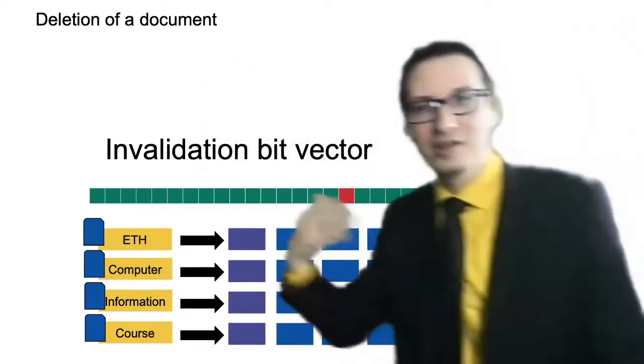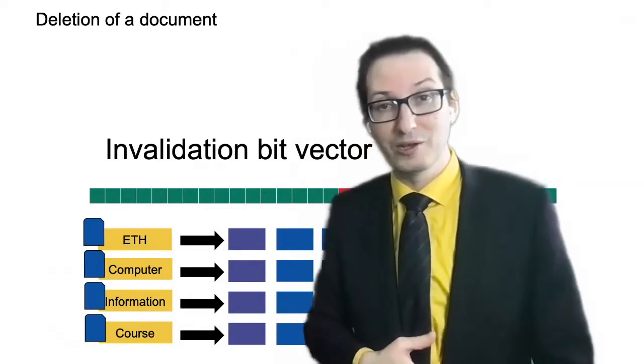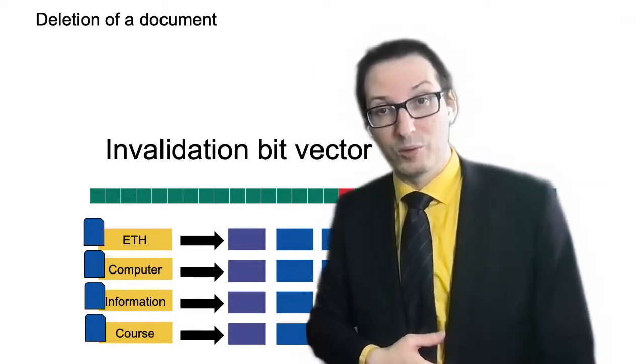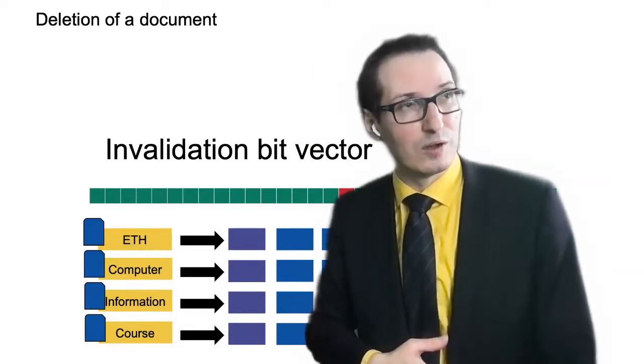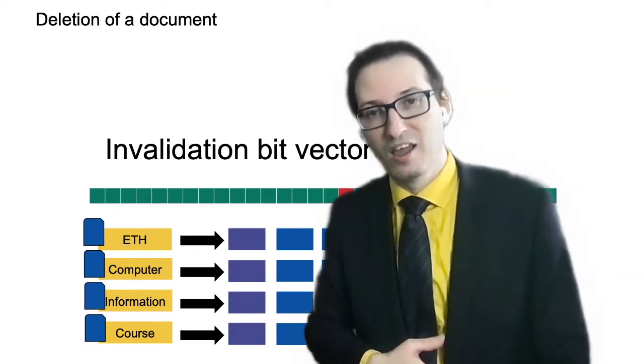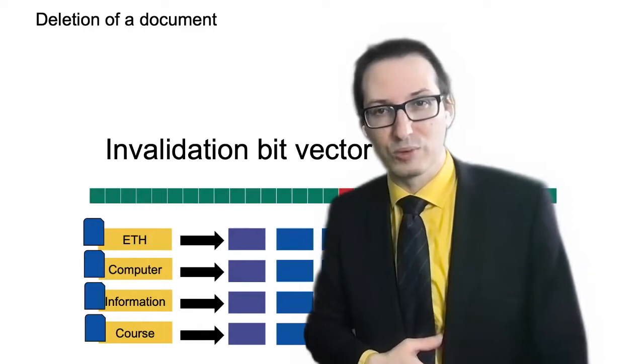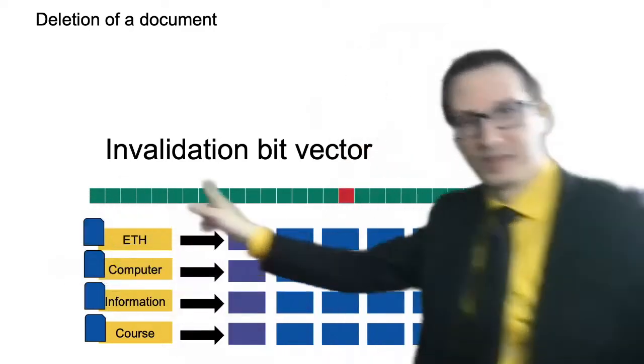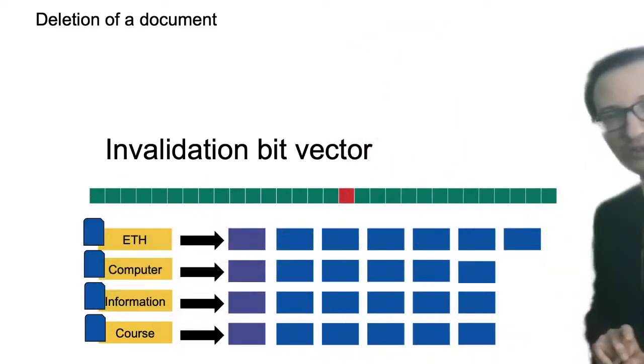Even if you have a billion documents, we are talking about 1 billion bits. So it's 1/8 of a gigabyte. So that's roughly 128 megabytes, right? So it's reasonable. So that's called an invalidation bit vector.